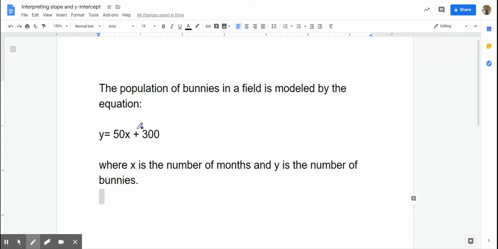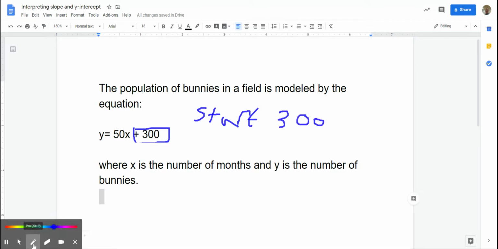The first and easiest thing to do is find the y-intercept, which is right here. The y equals 50x plus 300 means this plus 300 is where we start. That's all the y-intercept is ever telling us. We're starting with 300 bunnies.